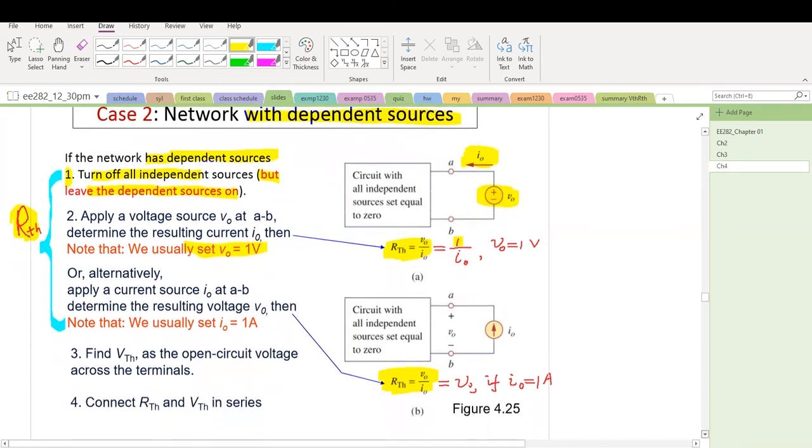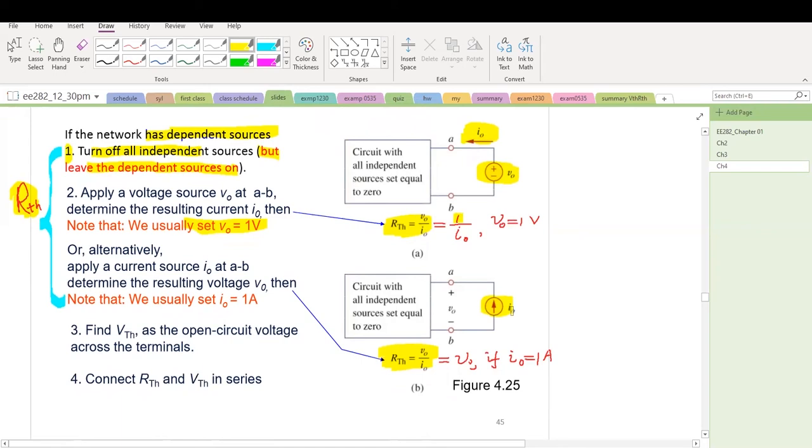We can also add external current source I0, and then we calculate V0. Pay attention to the sign of V0. When we're adding the voltage source, pay attention to the direction of I0. It has to be defined this way, to flow into the network. If we add a current source I0 here, normally we choose I0 equals to 1A, just for simplicity. Then RTH equals to V0 divided by I0, because I0 equals to 1, that equals to V0.